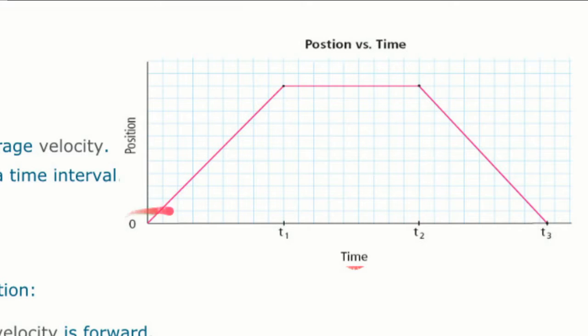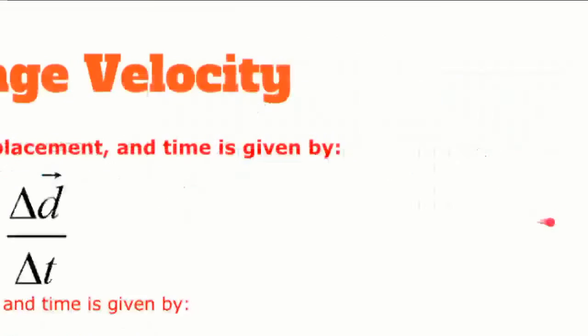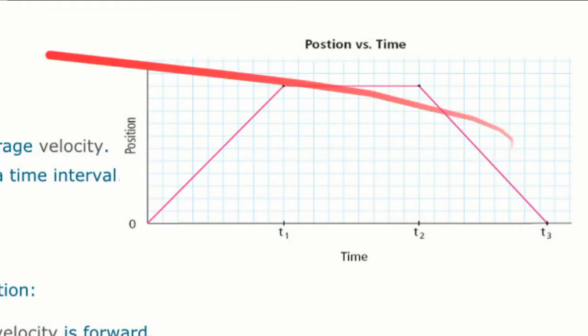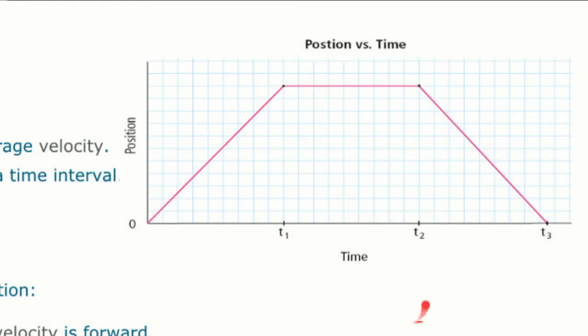They don't actually have numbers. This is T1, T2, T3. I've got to quit doing that. You can make these times whatever you want. You can make this 5 seconds, this 10 seconds, this 15 seconds. It's not important to the question.